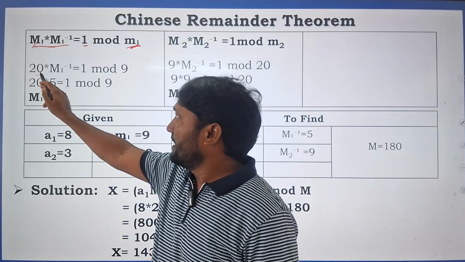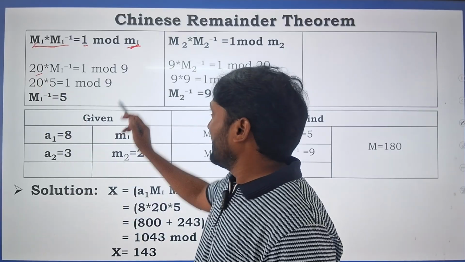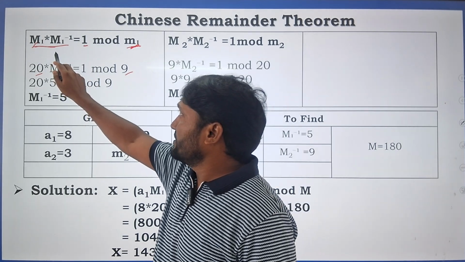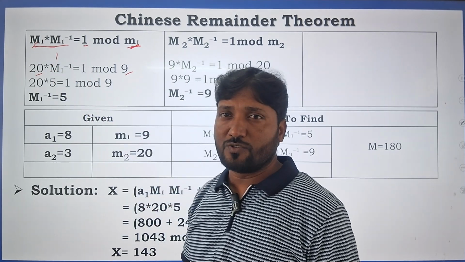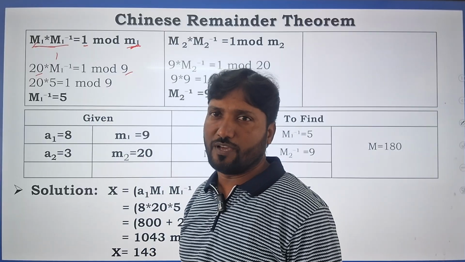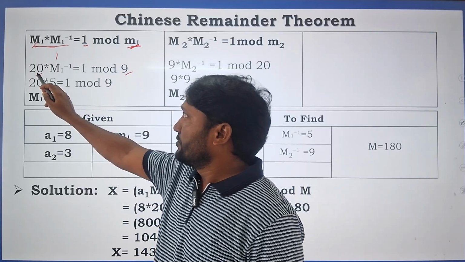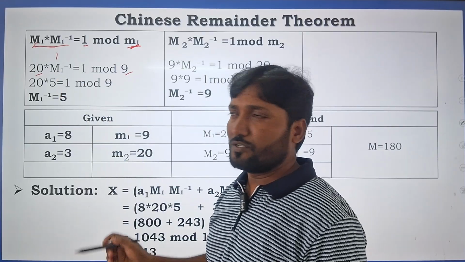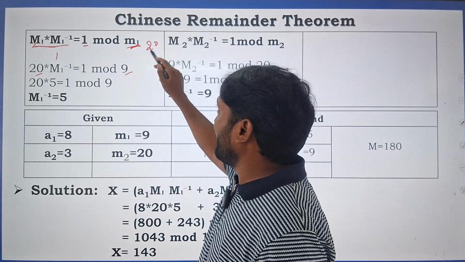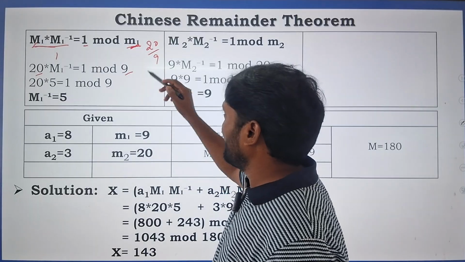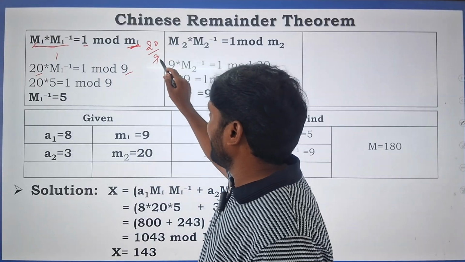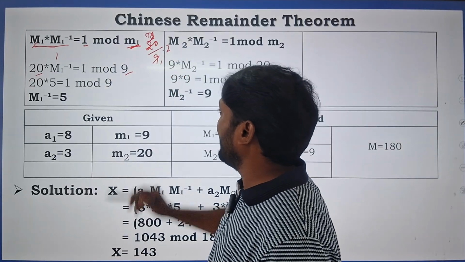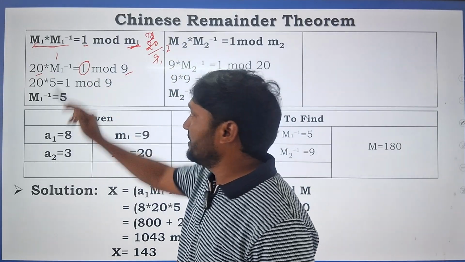Now capital M1 value is 20, and small m1 value is 9. So now suppose we apply 1, 2, 3 and so on in place of the M1 inverse value. That is 20 multiplied by 1, so 20 ones are 20. Now 20 divided by 9: 9 ones are 9, 9 twos are 18. Then what is the resultant value? 2. It is not equal to 1.